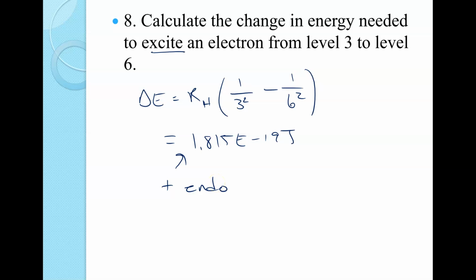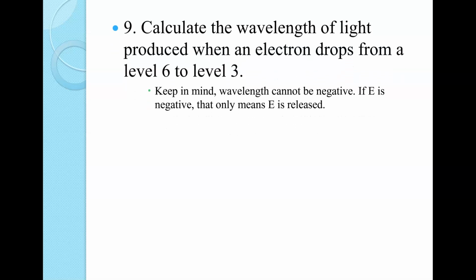Okay, now here's where we get into the real math. So calculate the wavelength of light produced when the electron drops from level 6 to level 3.